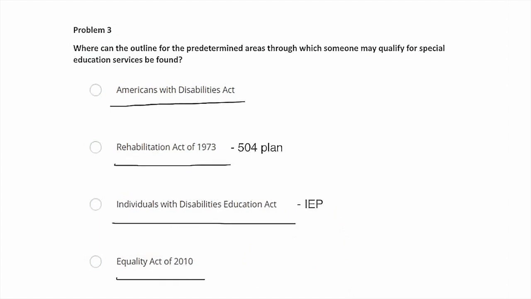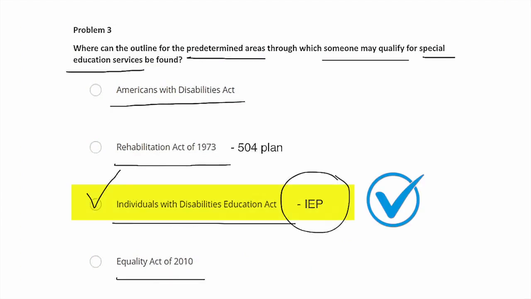So we know that based on what the question is asking, there are predetermined areas that someone can qualify, and they are qualifying for special education services. That only falls under IEPs, so we know our answer is the Individuals with Disabilities Education Act.